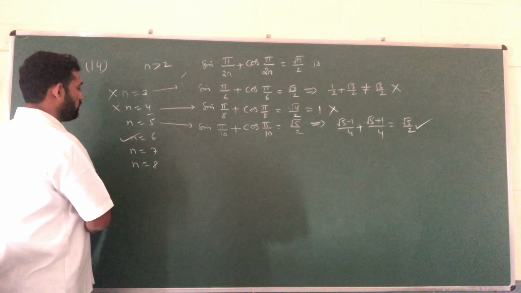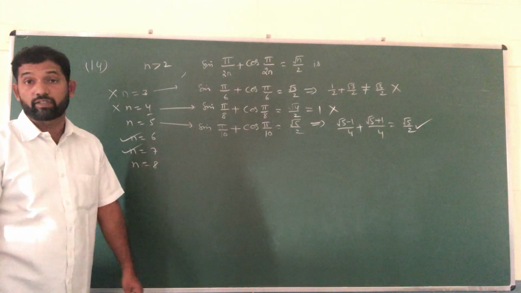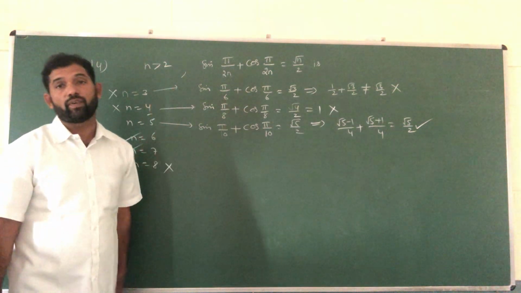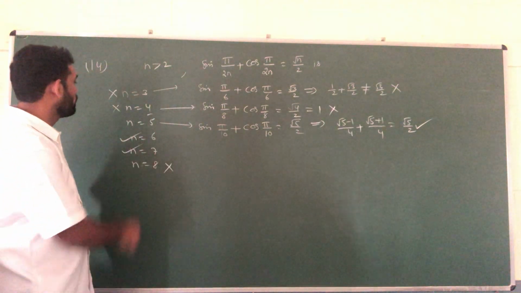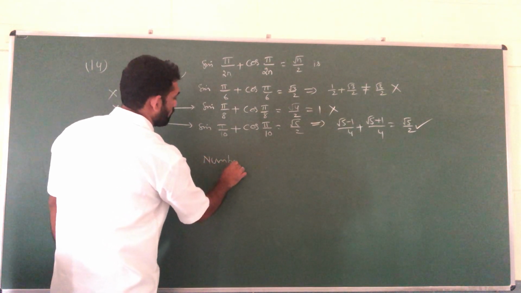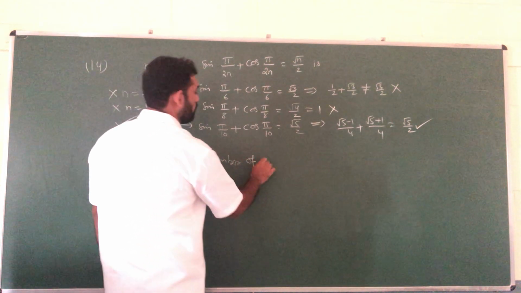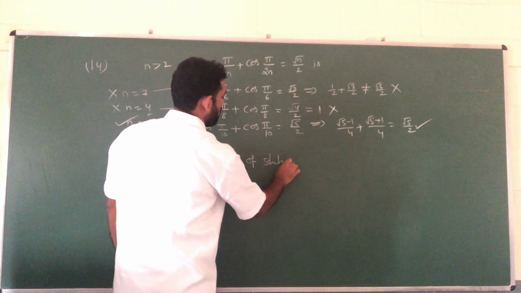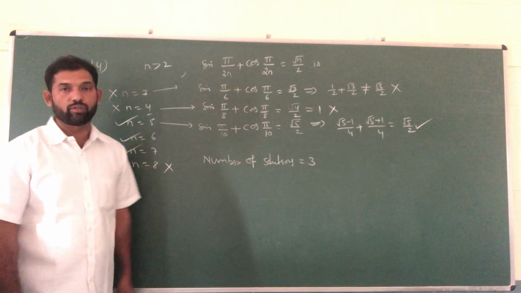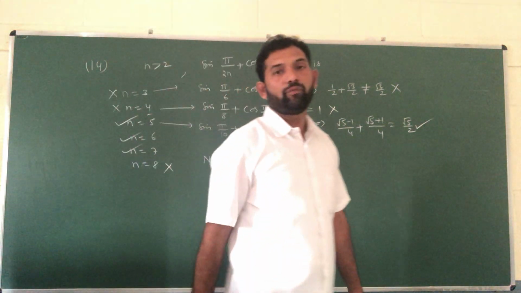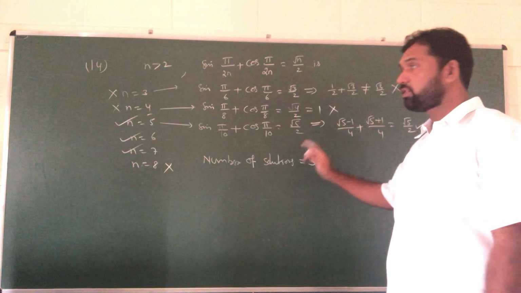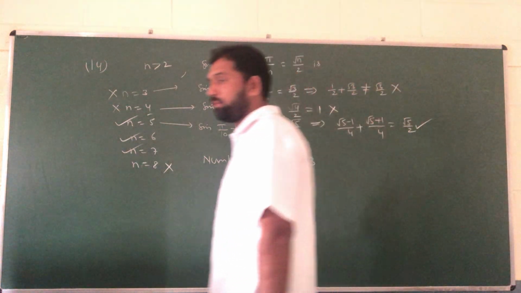So n is equal to 6 also satisfies, n is equal to 7 also satisfies, and n is equal to 8 fails. So the number of solutions will be equal to 3 only: n is equal to 5, 6 and 7. Where it fails again, you stop there. So there are only 3 solutions. It is satisfied.